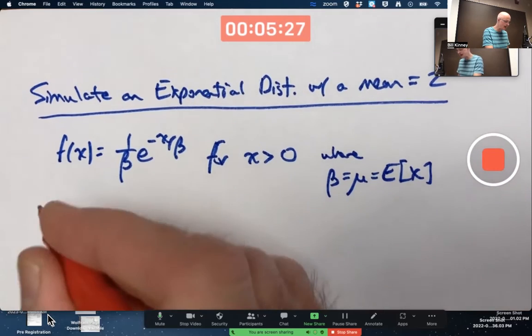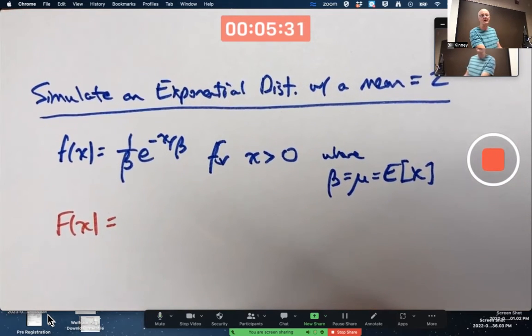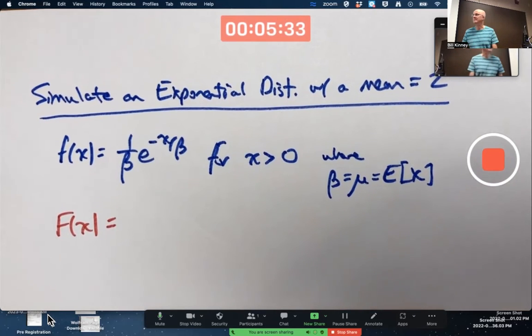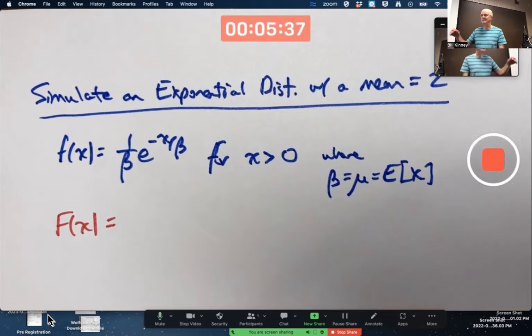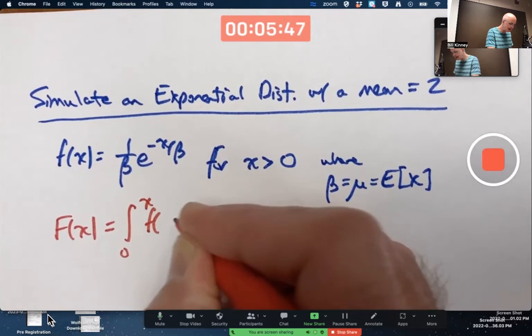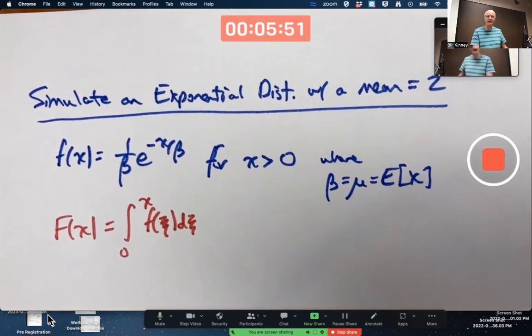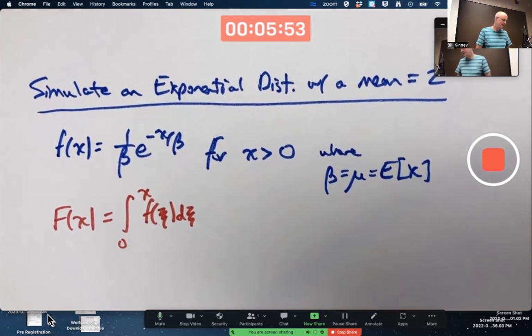We know the CDF of such a distribution is going to be the integral of the PDF. Technically, since the random variable can only take on positive values, you could start that integral at 0. Okay, I'll go ahead and write it out. It's the integral from 0 to x of the PDF. I'll use my favorite Greek letter xi in here. Integrate f of xi d xi from 0 to x.